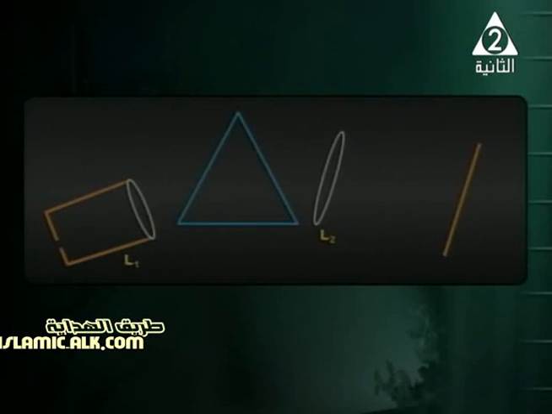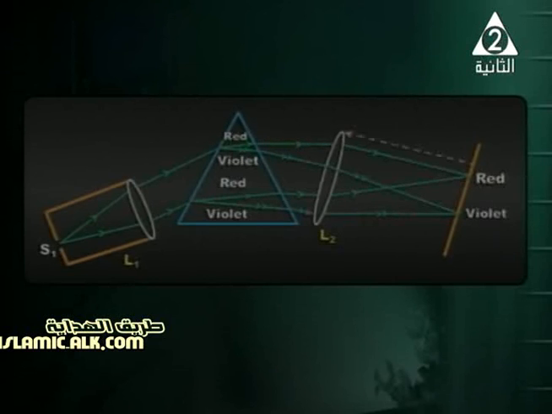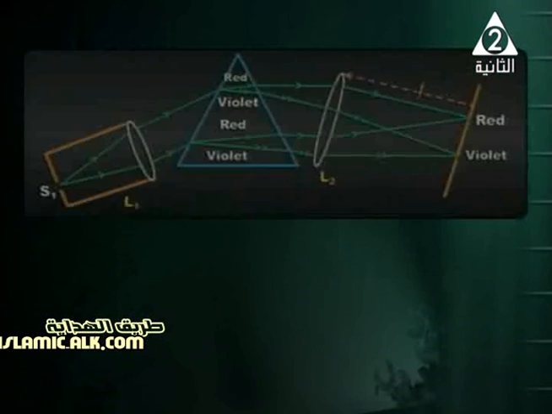Now we'll talk about the conditions fulfilled in the device so as to obtain a pure spectrum. First of all, we should have parallel light rays. This is one condition. And second condition, these rays should fall on a prism set in the position of minimum deviation. And third, we should have a lens to focus light rays of the same color. Okay, we'll take them one by one.